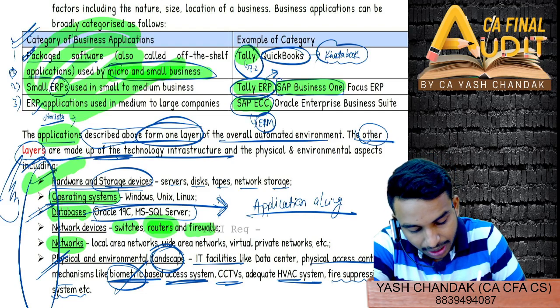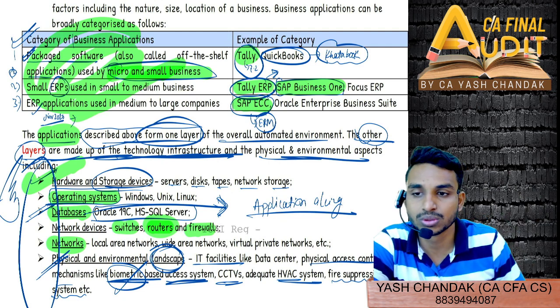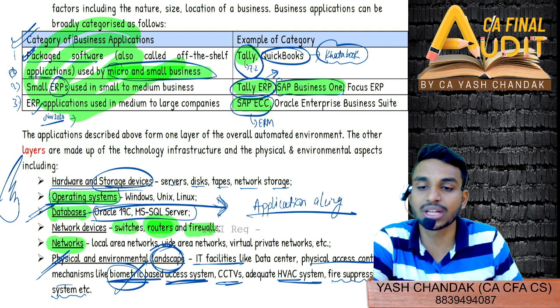The other layers are made up of technology, infrastructure, and physical and environmental aspects, which are given below. Okay, then it means the software is also one of the layers. Yeah, that is what I'm saying.